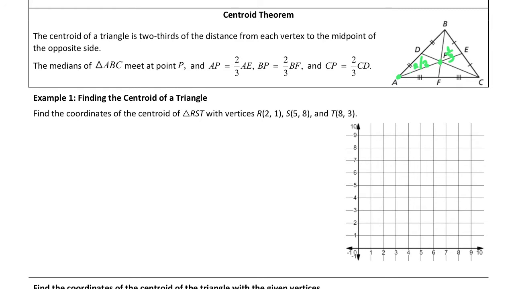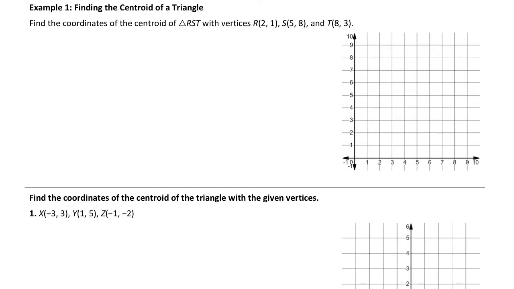So example 1 is going to get us some practice creating the centroid of a triangle. Like the other examples we've done in lessons past, we've got to graph this triangle first. So the point R, vertex R, (2, 1). Vertex S, (5, 8). And then vertex T, (8, 3). And we draw our triangle. Okay? So to find the centroid, we need to find midpoints.